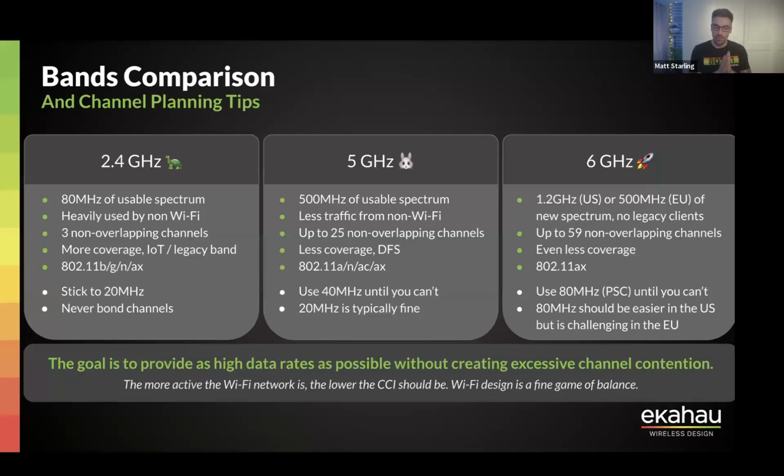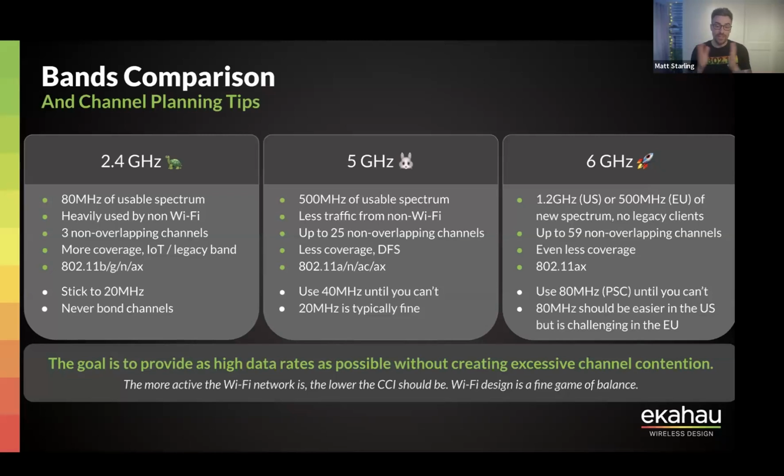Some tips: you always want to stick to 20 megahertz wide channels on 2.4 gigahertz. Disable lower data rates so you don't have to worry about really old devices slowing your network down. And stick to three channels, which would be a channel plan of 1, 6, and 11. Yes, over in Europe, you could potentially do a 4-channel plan of 1, 5, 9, and 13. However, if you do that and your neighbors are using the 1, 6, 11 channel plan, it's going to cause you a whole bunch of issues. So just stick to 1, 6, 11.